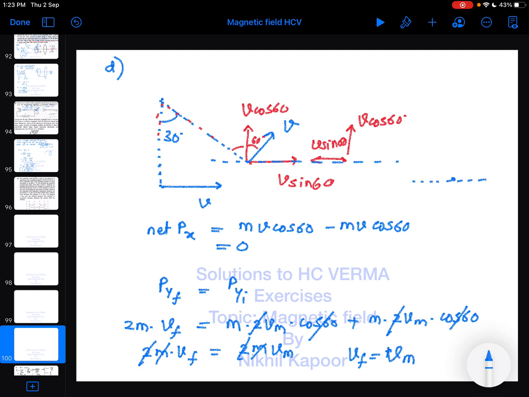So the final velocity of the particle in x direction is 0 and the final velocity of the particle in y direction is vm, so it will move in a straight line along the angle bisector, and that is the motion of the particle.